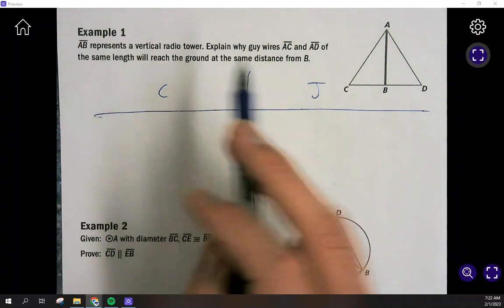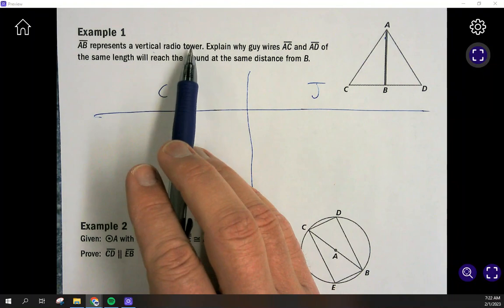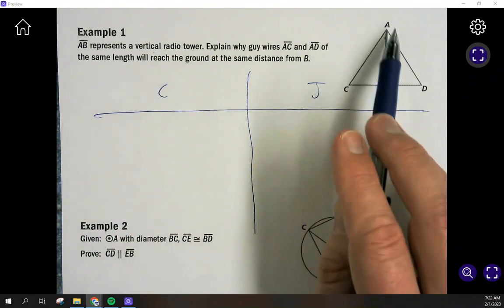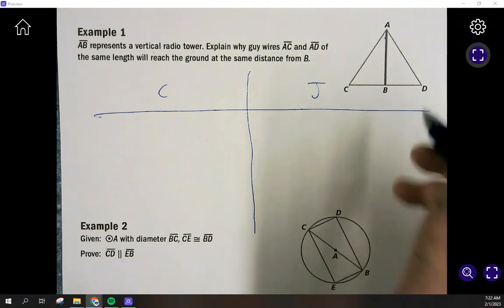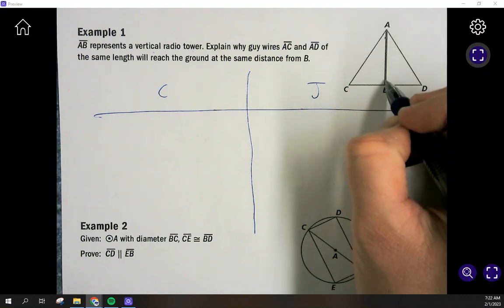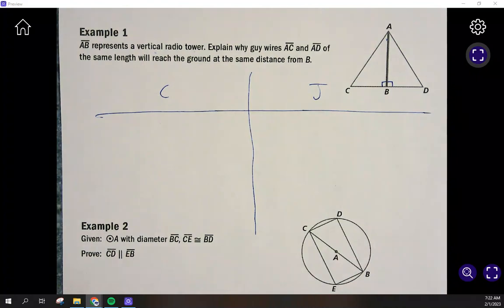So it says AB, this line right here, represents a vertical radio tower. Okay, so that gives us some information there. If it's a vertical radio tower, then that is going to be hitting the ground at 90 degrees. It's not on a slant, it's straight up and down. That's what vertical means. So I automatically know that these angles here are 90.